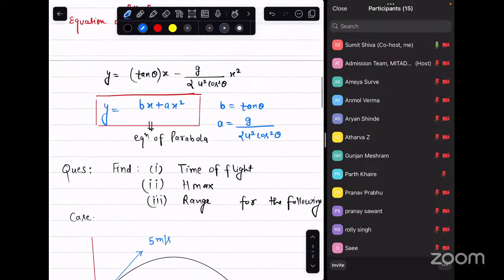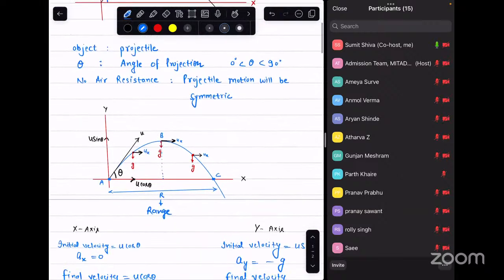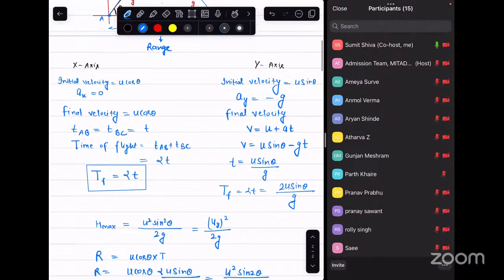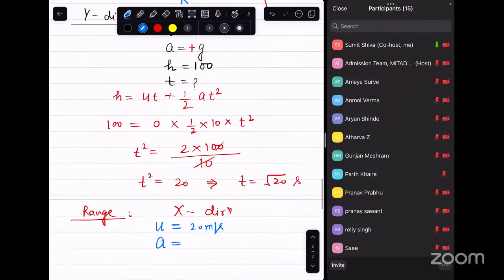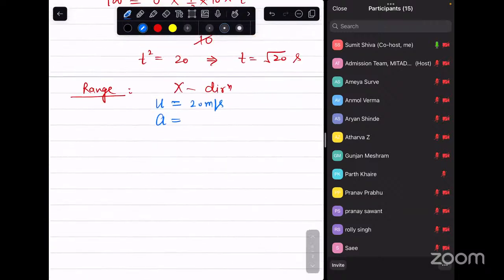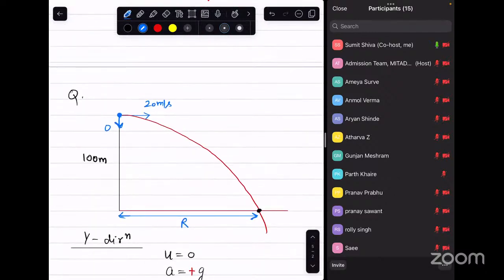I started the lecture from this point, that to deal with projectile motion, we will break it into two different directions, x-axis and y-axis. And I clearly mentioned that in x-axis there is no acceleration, but in y-axis there will be acceleration due to gravity. So in this case, if I ask you the question, what is the acceleration in x direction? There is no acceleration in x direction because g is working downward, that is in y direction. So g is not working in x direction.